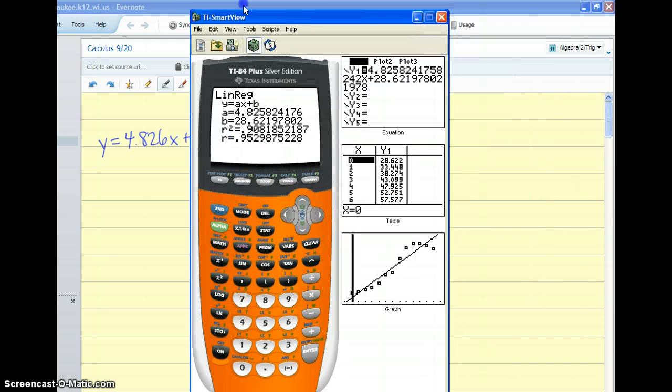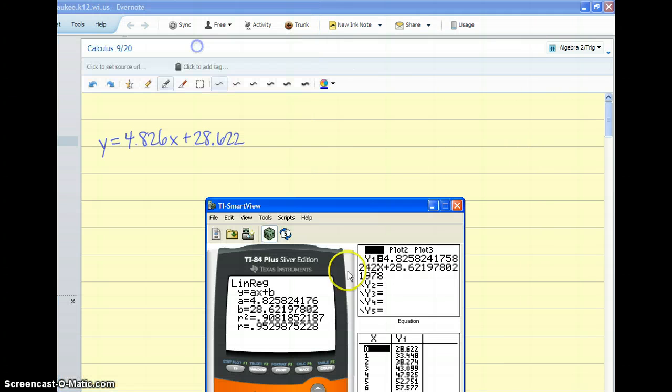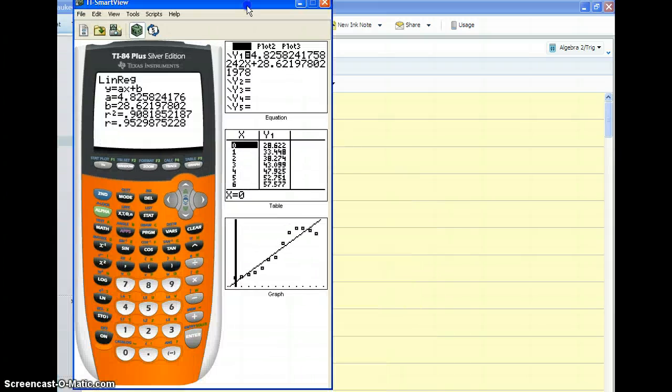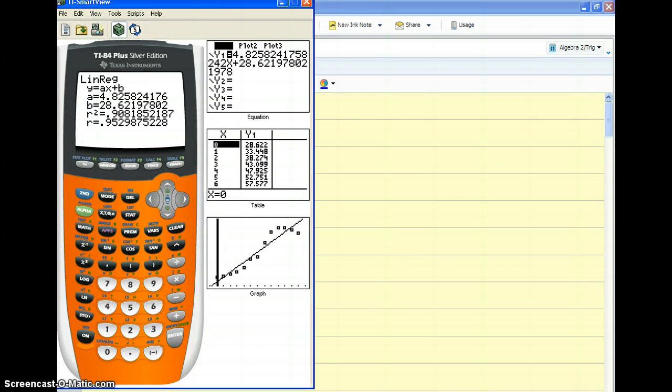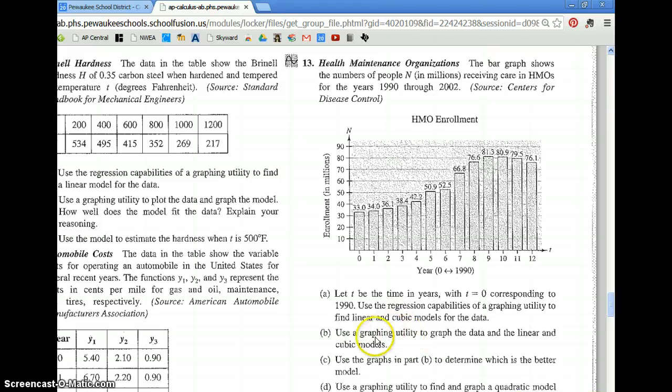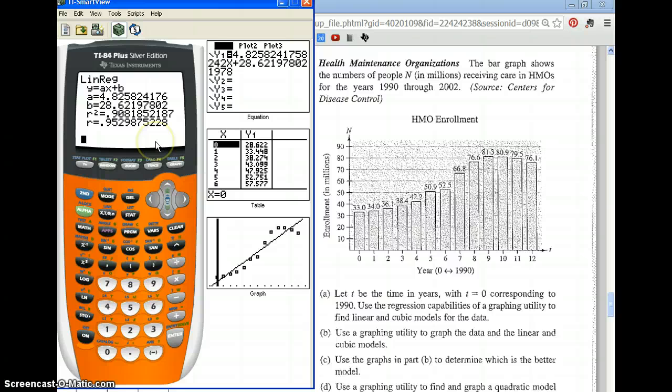Okay, so then the next question that was asked of you in part A was find the cubic model for your data. So if you're going to do the cubic model, you do the same thing: stat, calculate, cubic. Make sure you clear this out. So stat, calculate, cubic is number 6.